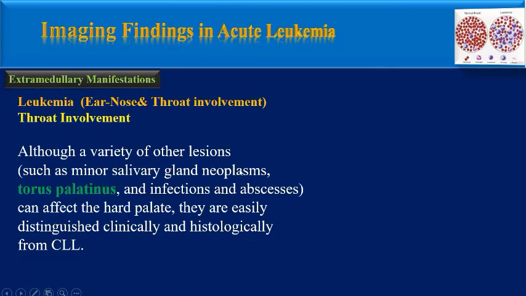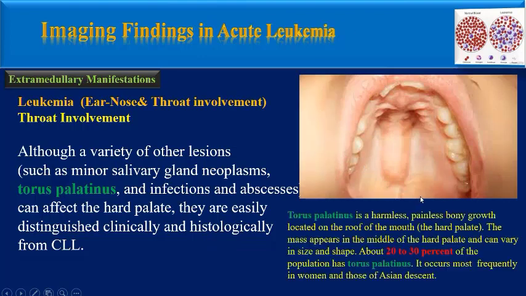Also, a variety of other lesions such as minor salivary gland neoplasms, torus palatinus, and infections and abscesses can affect the hard palate. They are easily distinguished clinically and histologically from CLL. This is the case of torus palatinus, which is a harmless, painless bony growth located on the roof of the mouth. The mass appears in the middle of the hard palate and can vary in size and shape.